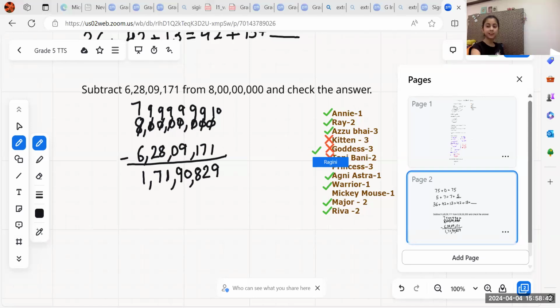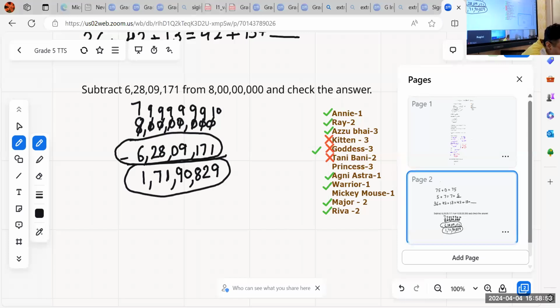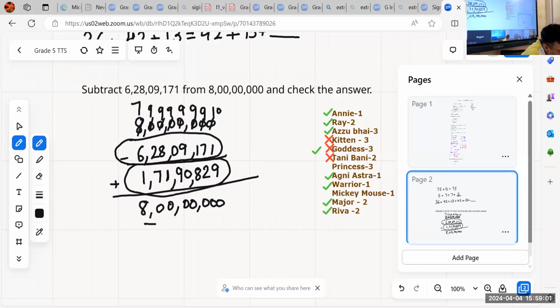Sir, I accidentally jumbled the last digits. I got the same answer. Then how will you check? You can add both the smaller numbers together to get the boss number. But don't add like this in your school exam. For your school exam, write properly and then add. Do we understand, kids?